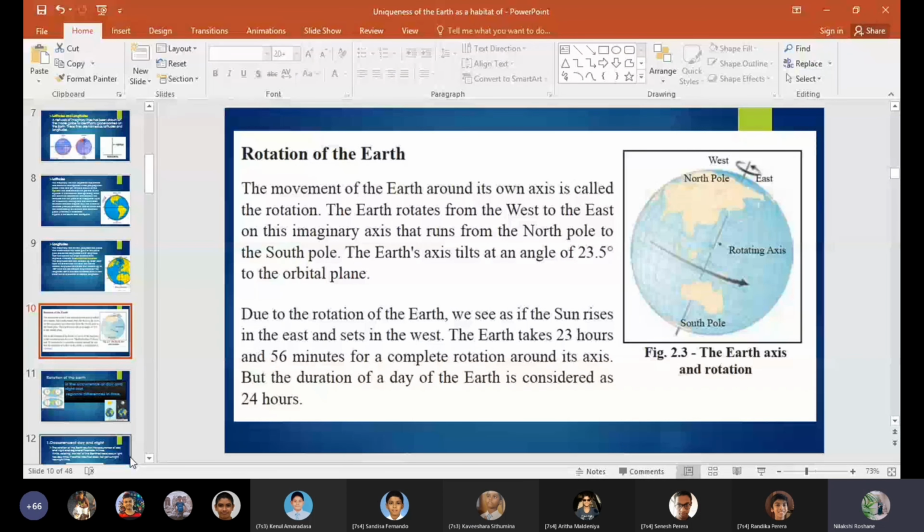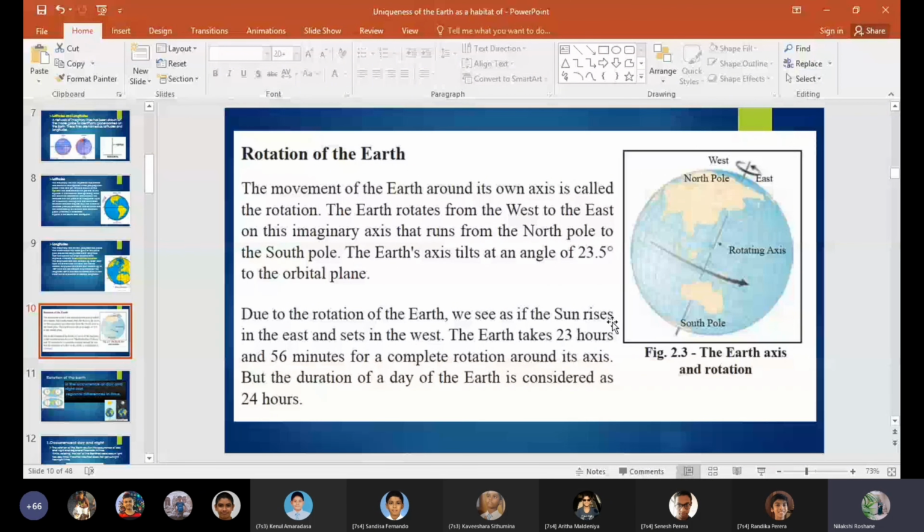There are two planets that rotate from east to west. What are these two planets? Venus and Uranus. Yes, Venus and Uranus. Okay, so normally the earth rotates from west to east. On this imaginary axis that runs from the north pole to the south pole, the earth's axis tilts at an angle of 23.5 degrees to the orbital plane.